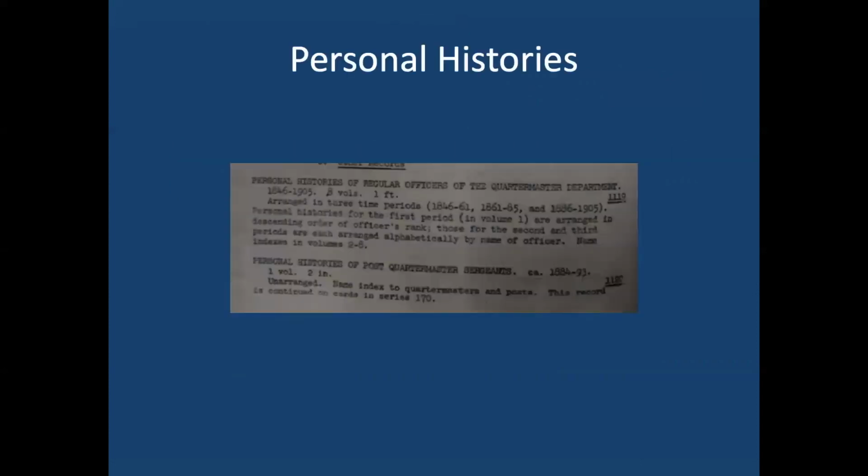The other thing is personal histories. If you have a quartermaster, meaning an officer, or a quartermaster sergeant, there are personal histories in Record Group 92 that you would probably find of interest if your ancestor was one of those two kinds of people, quartermaster or quartermaster sergeant.